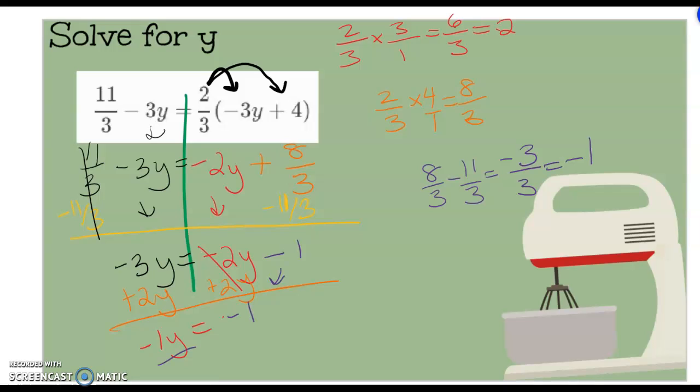And what's the last thing I need to do? Divide by negative 1 to both sides. So y equals negative divided by negative is a positive. So I have y equals 1.